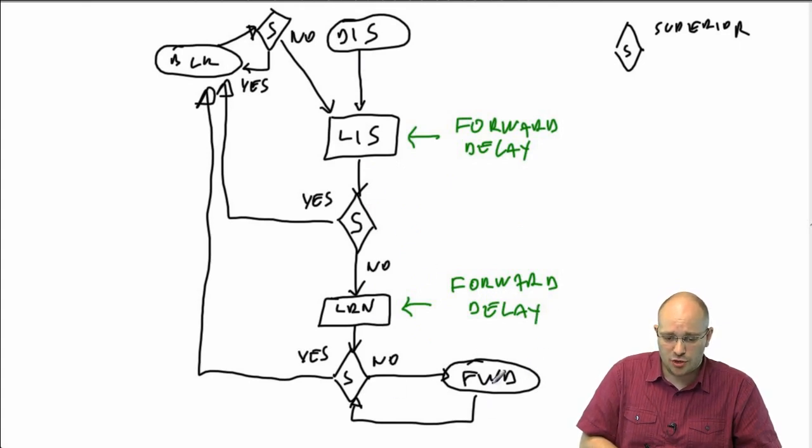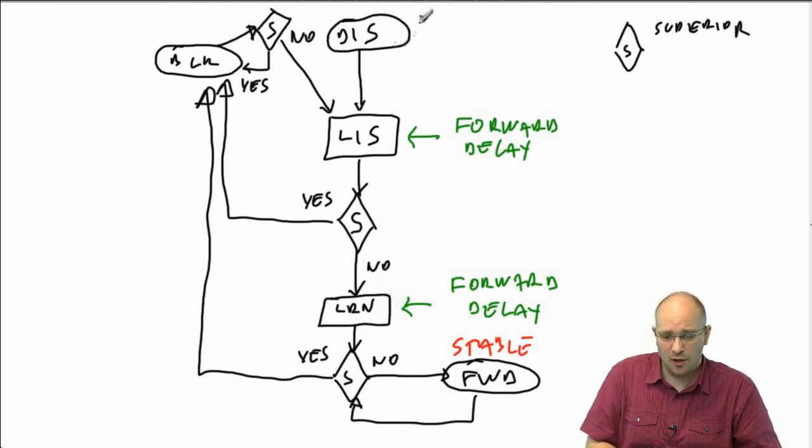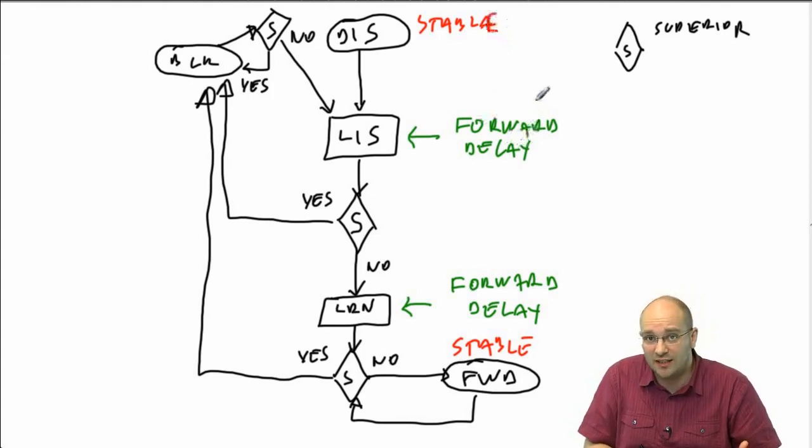Once we transition to the forwarding state, this is a stable state. So we can say that forwarding is a stable state. We are going to be there until we receive a superior BPDU. Listening and learning are transient states. Disabled, we can also say that, from a standpoint of spanning tree, is a stable state. If the port is shut down, it is shut down. We have to do something to take it out of there.